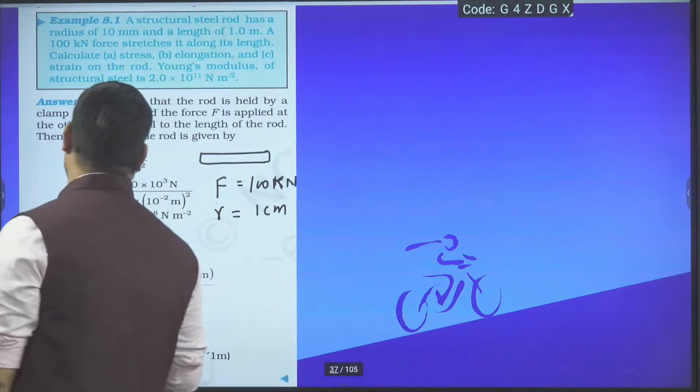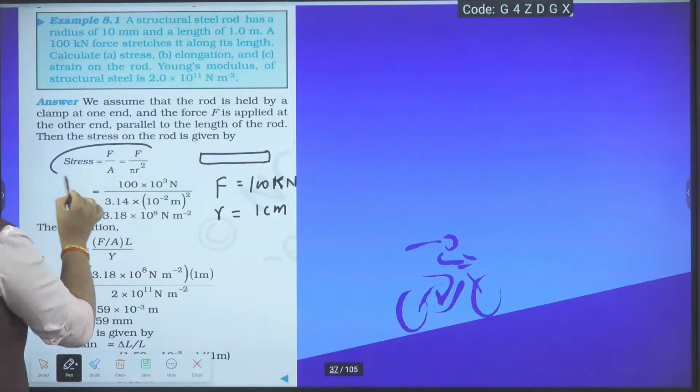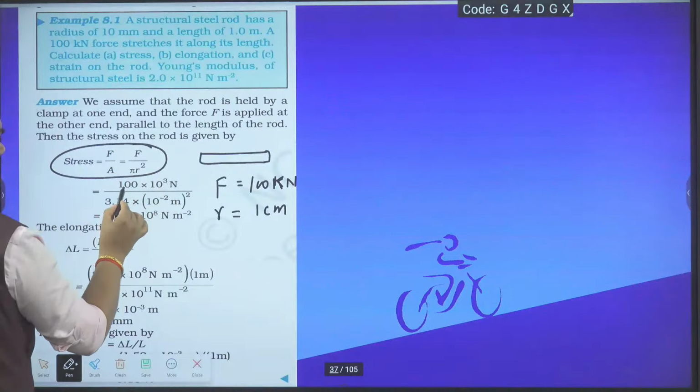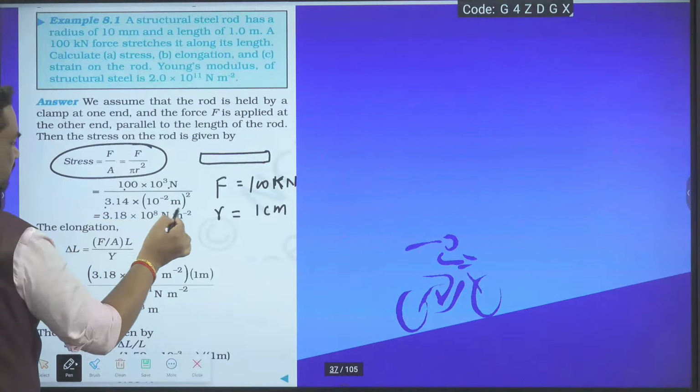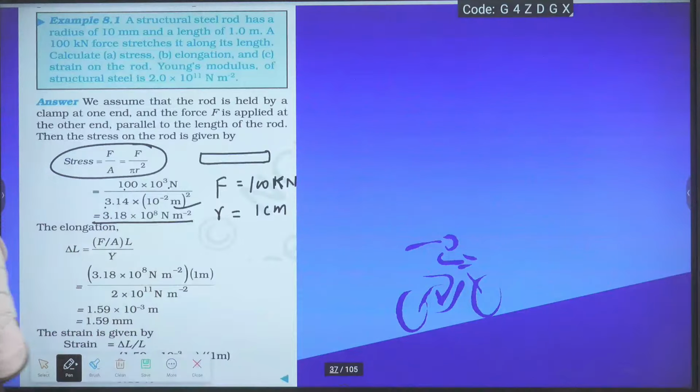They are asking for stress. Stress is simply force by area, force by pi r square. So 100 into 10 power 3 divided by pi, 3.14, into 10 power minus 2. Then we get the answer. I hope you can calculate. We got the stress. Then they are asking for the elongation.